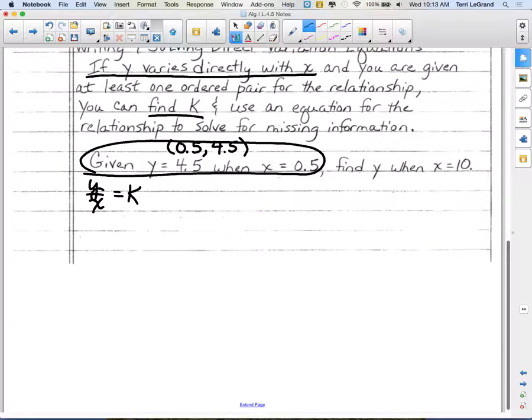Then once we have k, we're going to be able to write an equation, and then we can use that equation to help us find some missing information. So what are we going to have here? We're going to have 4.5 over 0.5. Or in other words, it's asking us how many halves are there in 4.5? How many 50 cents are there in $4.50? How many half dollars are there in $4.50 worth of half dollars? 9. Our k value is 9.